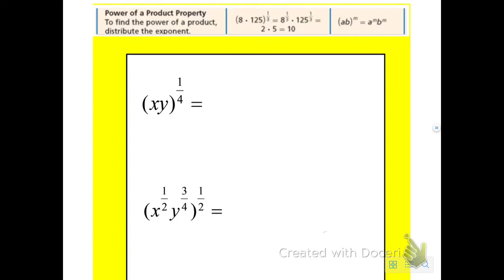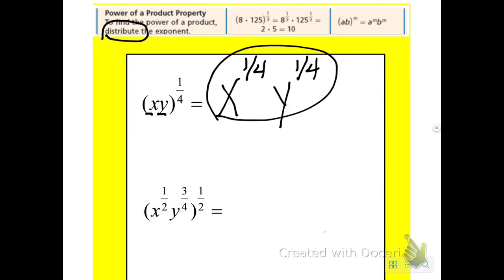Okay, here's another property, power of a product property. To find the power of a product, distribute the exponent. Notice now I have more than one base. So what that's telling me is that I have to give each base the power. That would give me x to the 1/4 power and y to the 1/4 power. That would be my exponential expression. My radical expression, my root would be 4 because it's the denominator. 4th root of x times, again, the 4th root of y. That would be my radical expression.